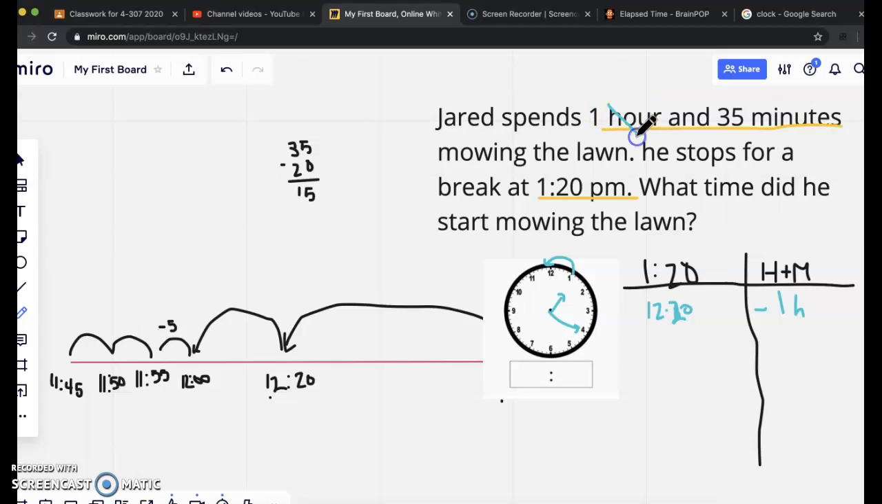So now we're done with this. We have 35 minutes left. We're going to take away 20 minutes because there's 20 minutes on our clock. So that would leave us at 12 o'clock. All right. But we only did an hour and 20 minutes. We still have 15 left. Now we go into the 11s.